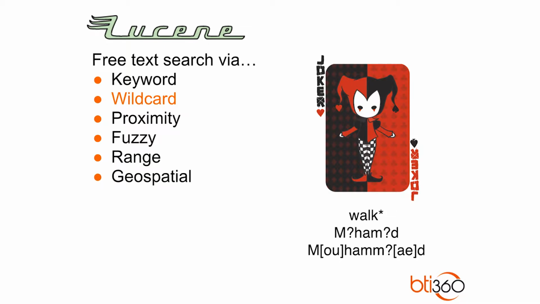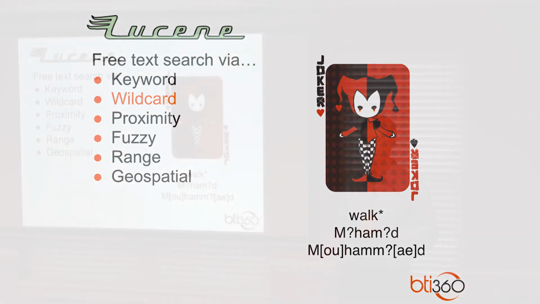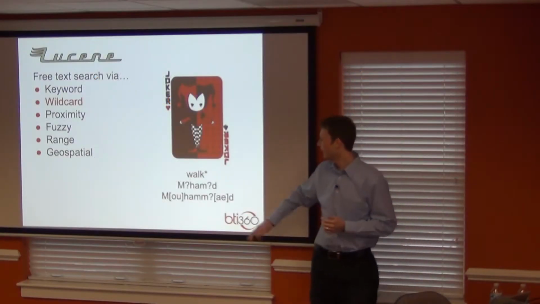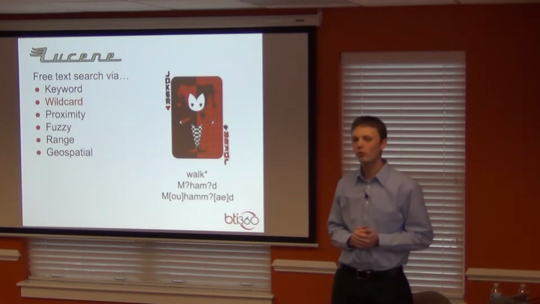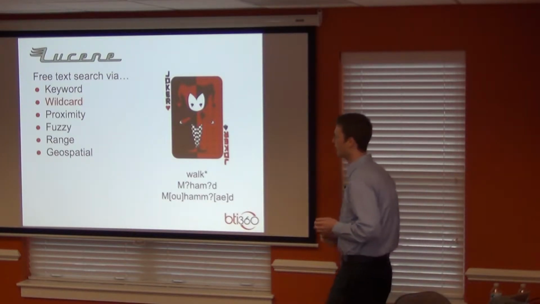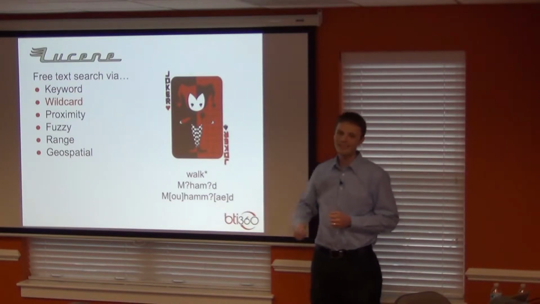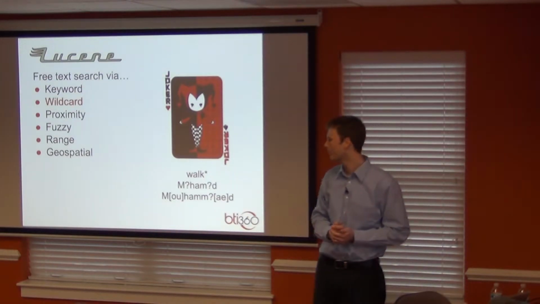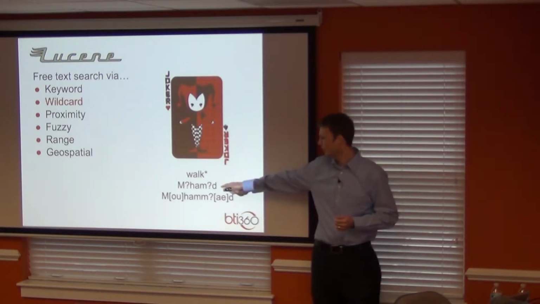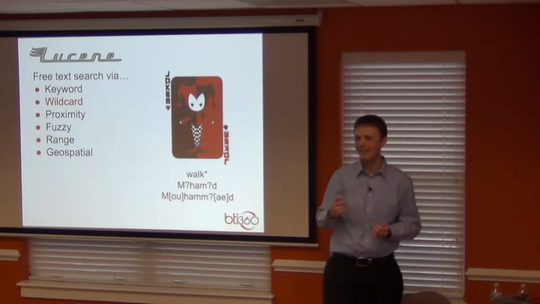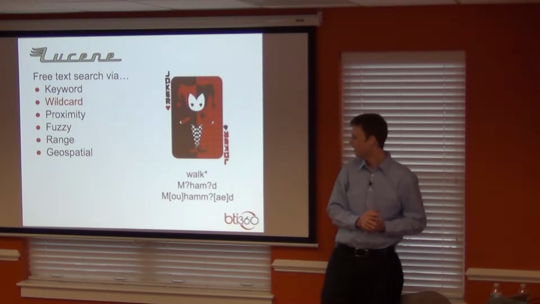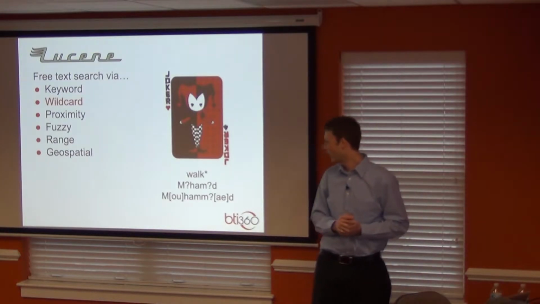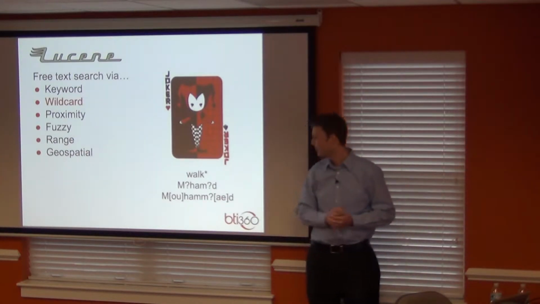So Wildcard allows you to mutate and find different variants of words. So if we look down here, I've got walk star. What a star means is zero or more characters following that. So this is going to find walked, walking, walks, that sort of thing. It also allows you to do question marks, which means any single character. So this is going to find a couple variants of Muhammad with an O and U and A and E.